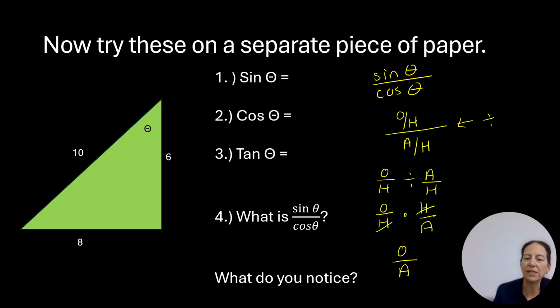And what do you notice about O over A? Opposite over adjacent. What is equal to opposite over adjacent? Well, that happens to be tangent. Tangent is opposite over adjacent. And hopefully you notice something like that.